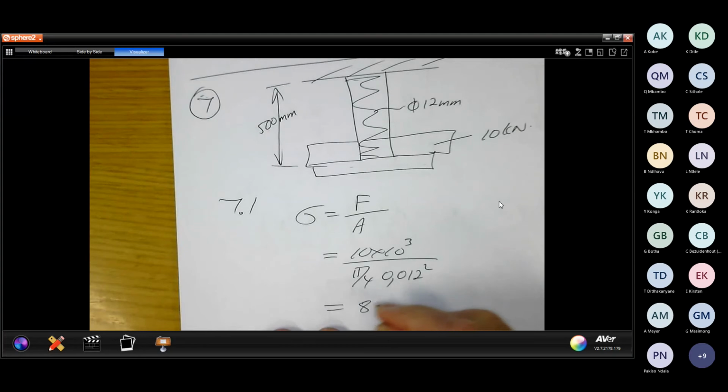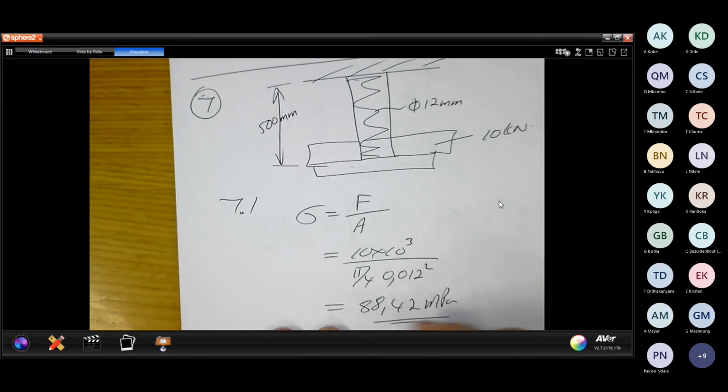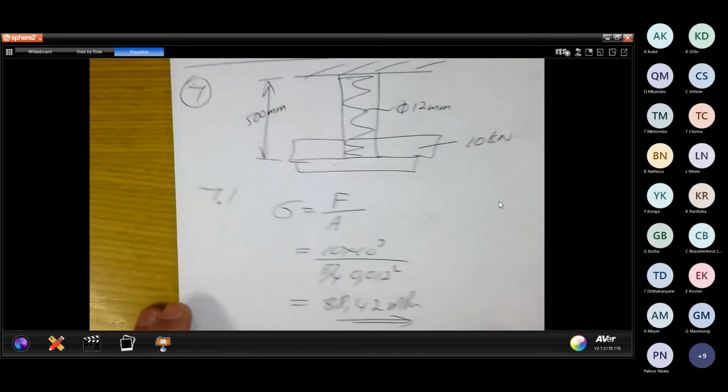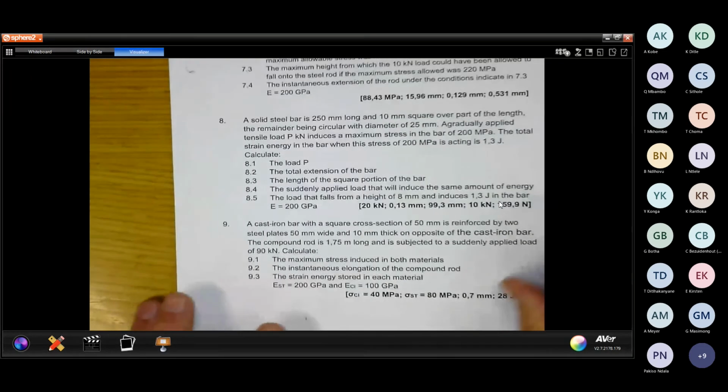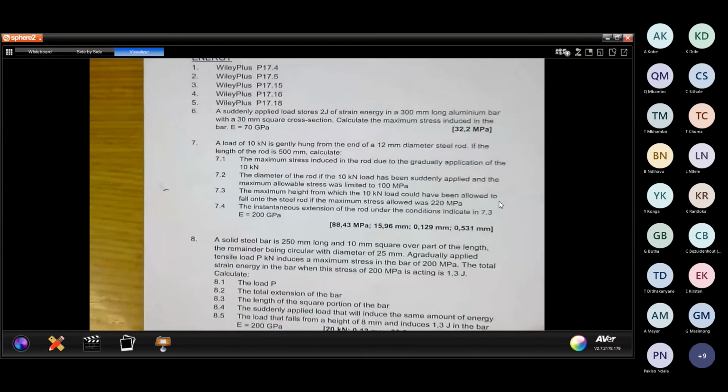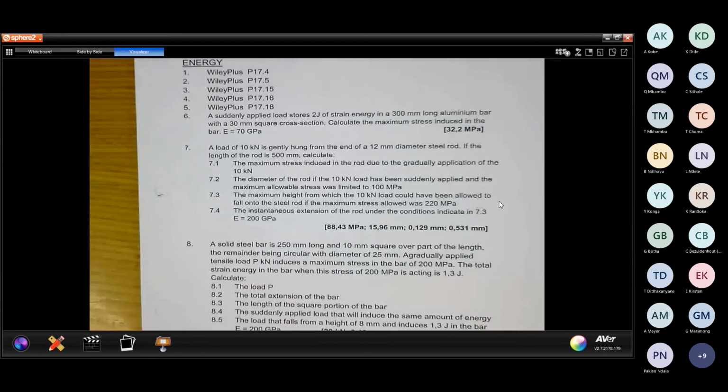88.42 megapascals. Right. I hope everyone's happy with that. When you come to point 7.2, I will give you a little bit of time to see if you can do it yourself. You say calculate the diameter of a rod if a 10 kilonewton load has been suddenly applied and the maximum stress was limited to 100 megapascals.